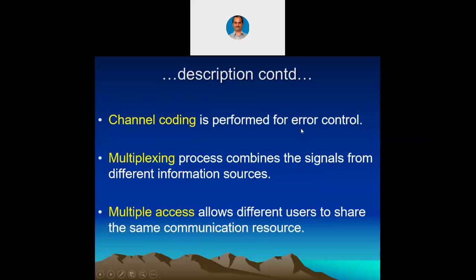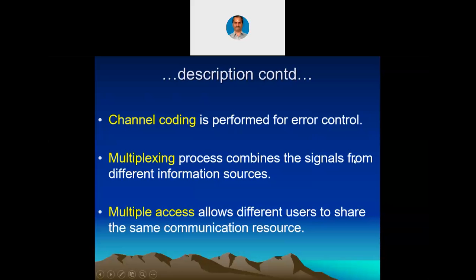Next, channel coding is performed for error control. Channel coding is going to introduce additional binary digits or additional bits, which are specifically meant for error detection and error correction. Which means channel coding is basically for error control. Error control is nothing but, at the receiving side, it has to detect the errors which are present in the received signal, and it has to correct the errors. That is called error control. For that purpose, the transmitter itself has to have a methodology of introducing additional bits.